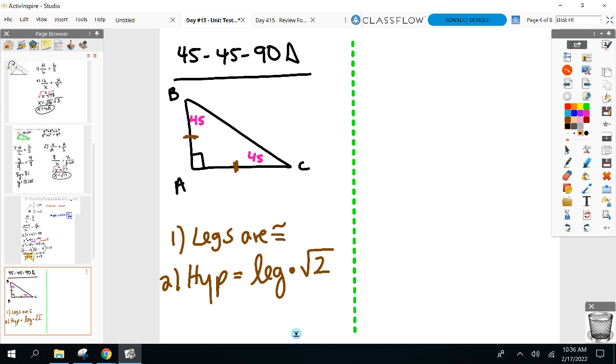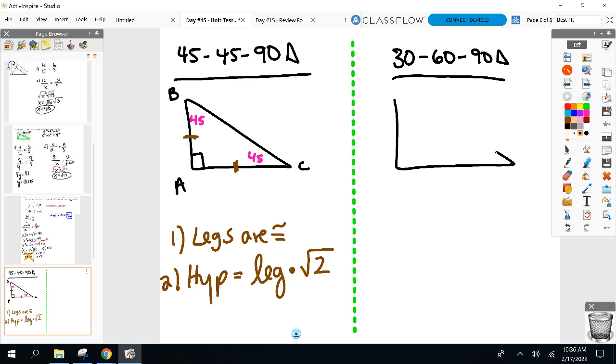Next, 30-60-90 triangle. Couple more rules now. It has two legs. Are they congruent? No. What do I call the leg across from the 30? Well, because it's across from the smaller angle, I call it the shorter leg. And then across from the 60, you got your longer leg. And then obviously the hypotenuse across from the right angle.